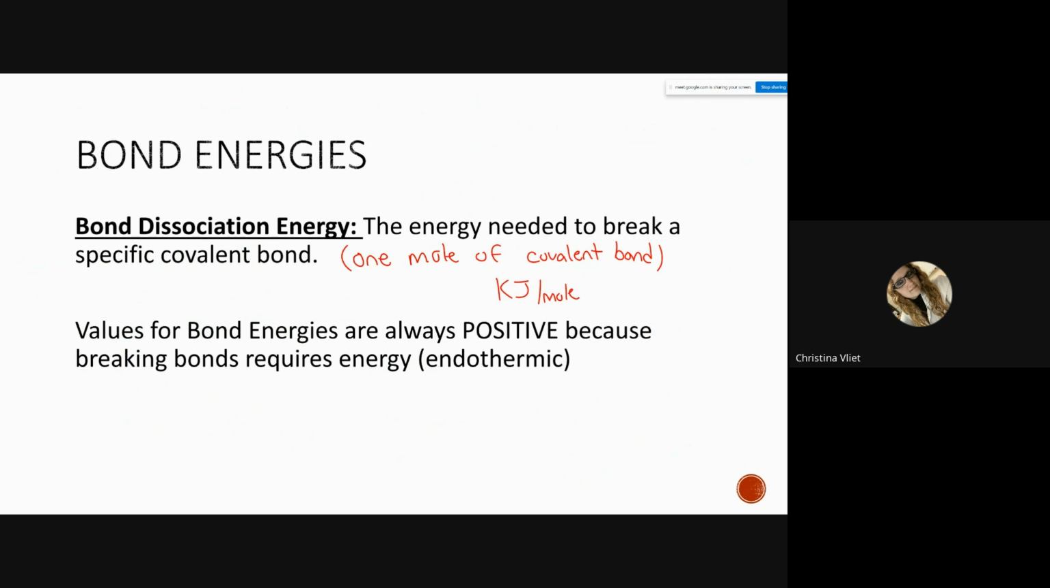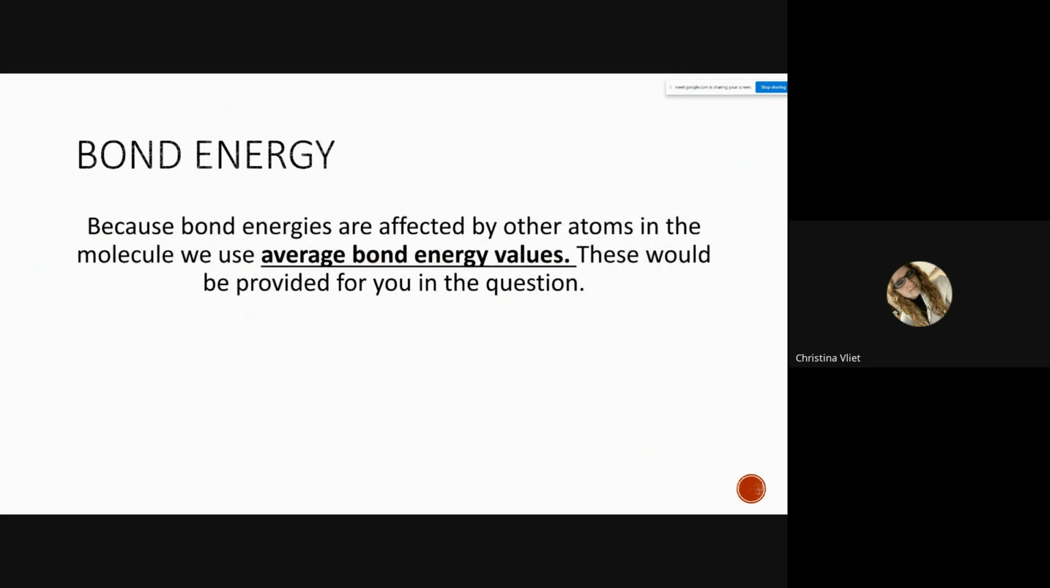Something important here. The bond energy values as printed are always positive. The definition of bond energy is always positive because it is defined as the energy needed to break a bond. And breaking a bond requires more energy. So always positive because breaking bonds requires energy. So it's always endothermic. You're not going to have exact bond energy values, actually. In every compound, the bond energies are slightly different. So what you're going to be given are average bond energy values. These will be provided for you in any questions.